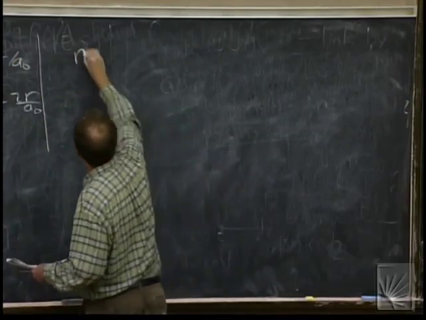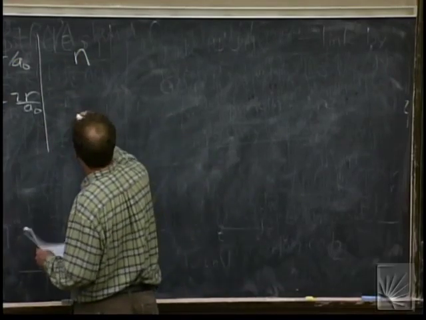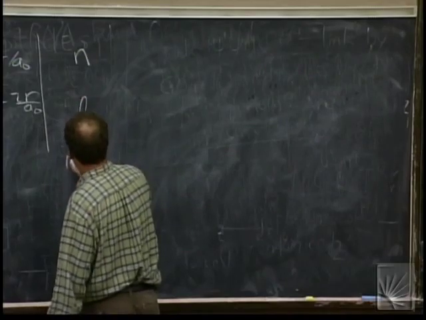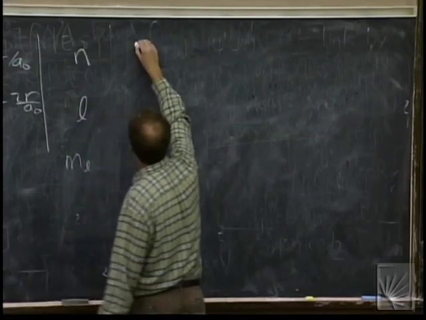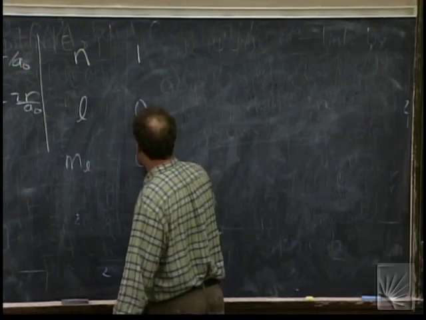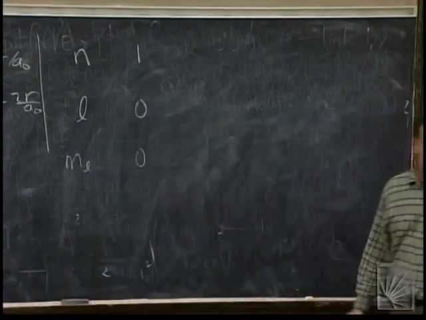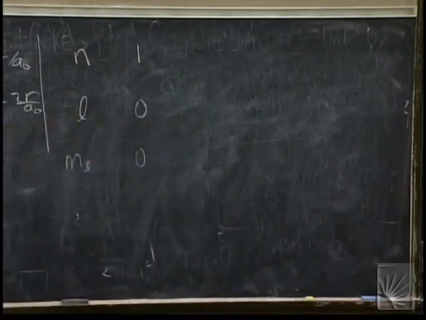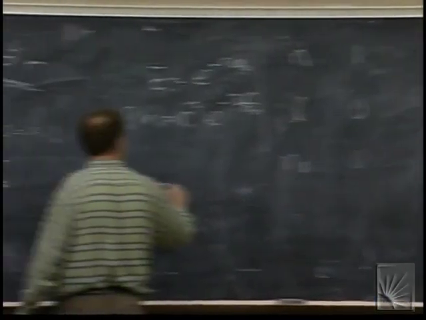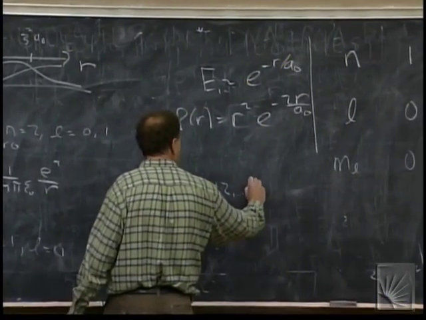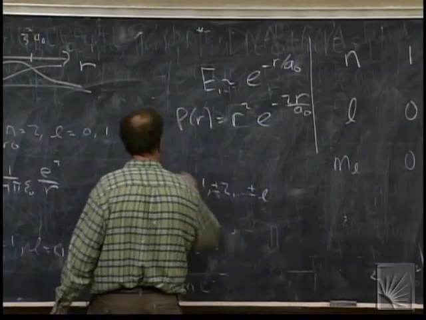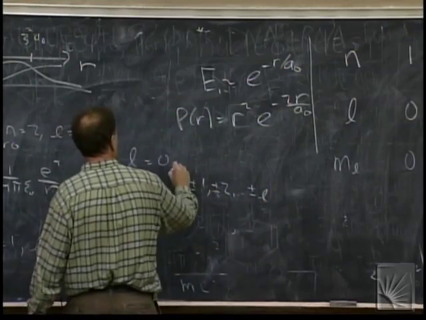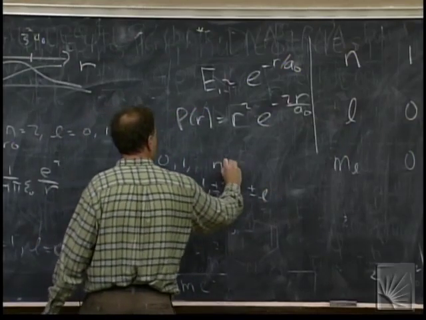If I write down N and L and M sub L, if N is 1, L is 0, M sub L is 0. I haven't spoken about M sub L today, but we talked about it in previous days. The rules for M sub L are that it's 0, plus or minus 1, plus or minus 2, and so on up to plus or minus L, where L goes from 0, 1 up to N minus 1.